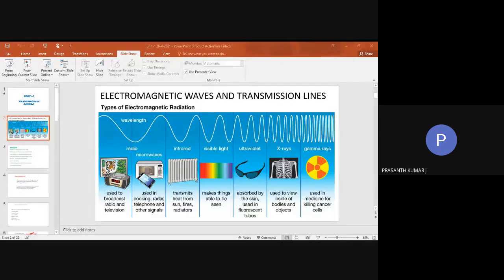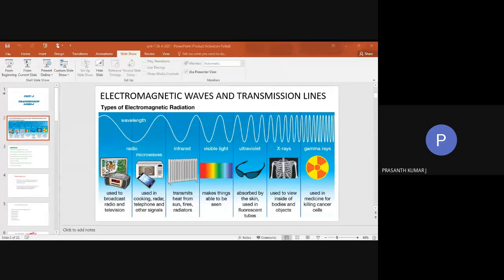Then microwave frequency range, that is 10 power 8. They are used for cooking, that is microwave oven. They are used in radar. They are used for mobile communication and other applications. Then we have infrared radiation. In infrared radiation, we can see that it transmits heat from the sun. It is used in radiators and other applications. Even TV remote also operates in the infrared region.